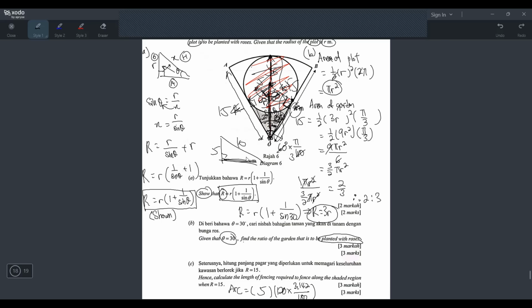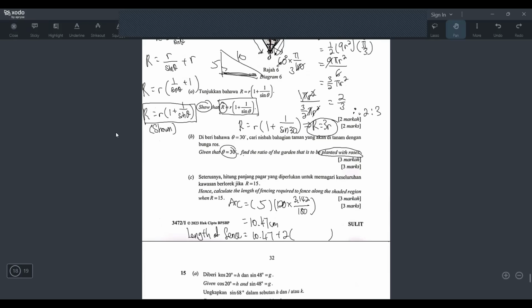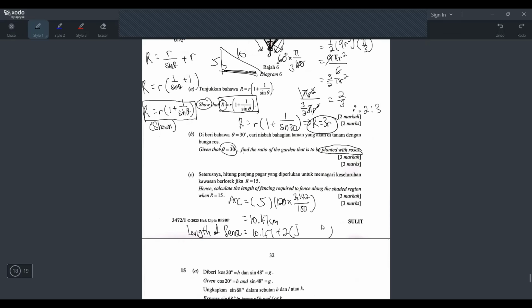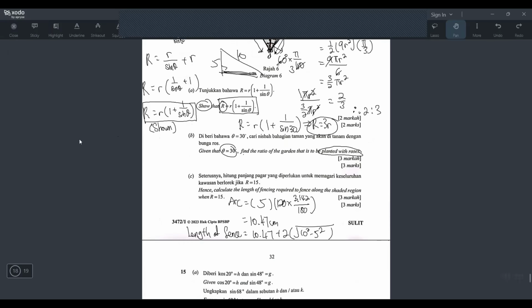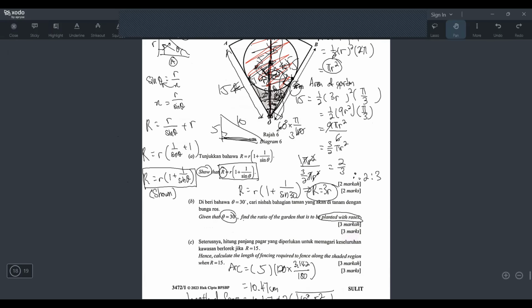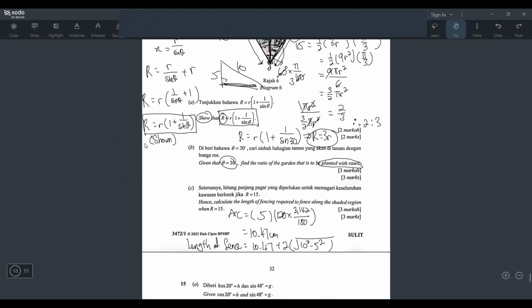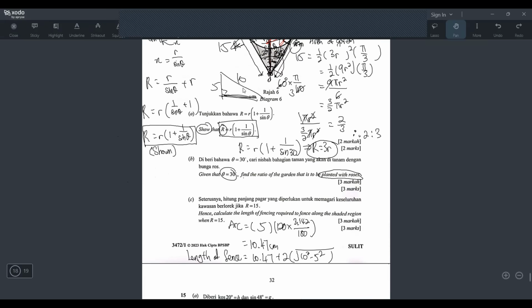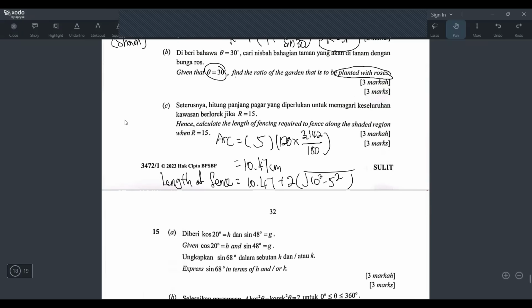So to get here, you just use Pythagoras theorem. It will be square root of 10 square minus 5 square. My diagram is very messy, I know, but I hope you still can understand what I'm explaining. But you have to times 2. After you take the square root of 10 square minus 5 square, you times 2, because there are 2 sides here. And then only you add the arc. So I think if you press all this, you will get the final answer.